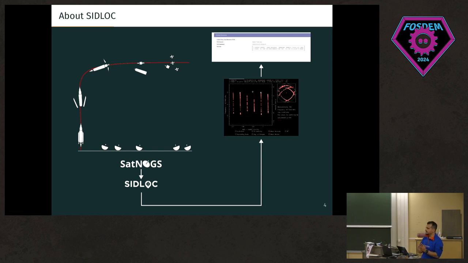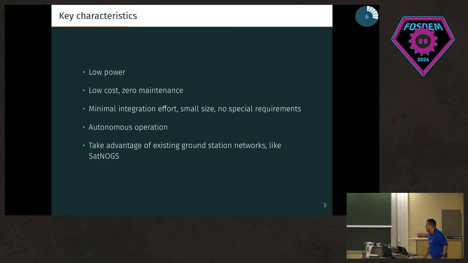And this is something that we have already done on SatNOGS using STRF. I don't know if any of you are familiar with STRF. It has proven that it can produce quite accurate orbits. So the goal of SIDLOC is to have a very low power transmitter on board a satellite or a space object, to have low cost, let's say, reasonable cost for a space mission, and also to be zero maintenance. So you attach this beacon on your satellite, and you don't have to do anything else.